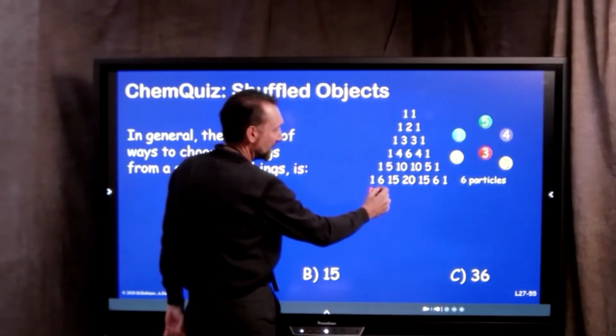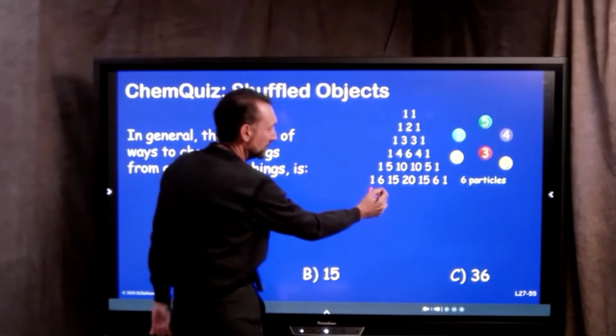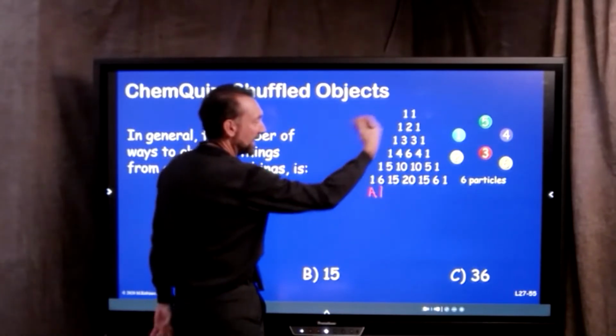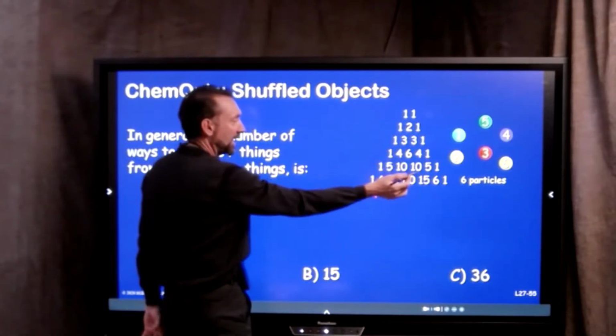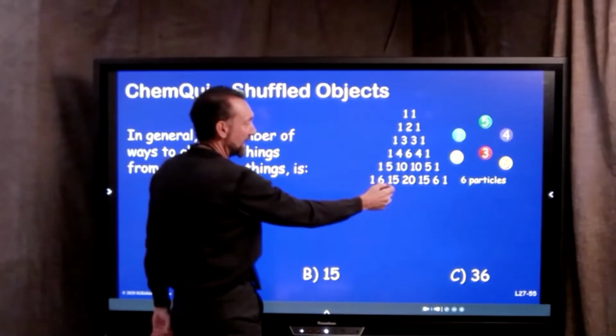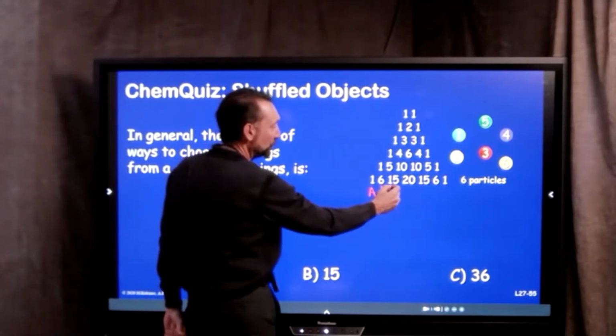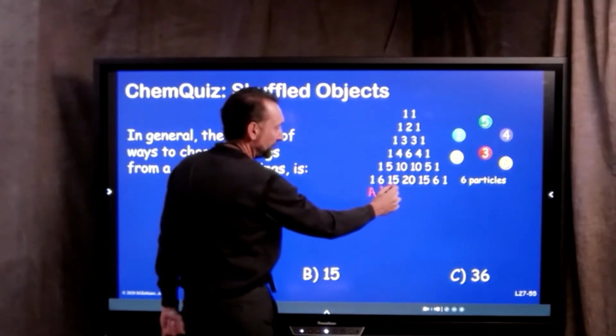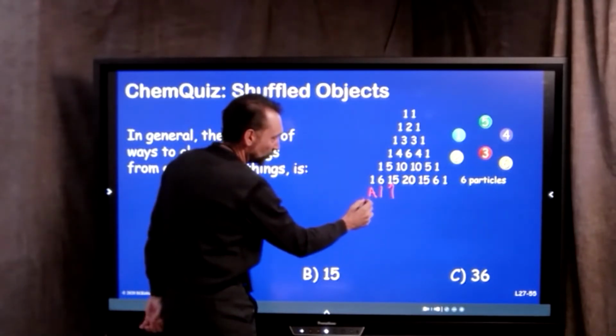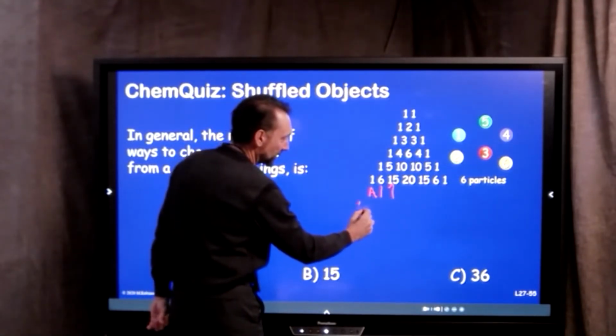Here's the probability of having them 1 on one side and 5 on the other. 6 ways to do that. Here's the probability of having 2 on one side and 4 on the other. So there's 15 ways. There's 1 way to do all 6 on one side.